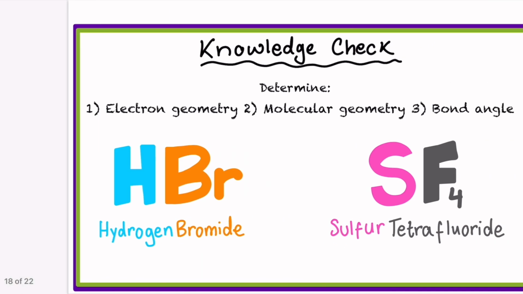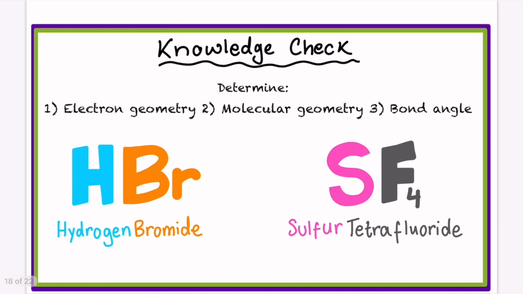You got it! Here is your knowledge check to see if you really did pay attention. Determine the electron geometry, molecular geometry, and corresponding bond angles of hydrogen bromide and sulfur tetrafluoride. Please pause the video and return when you are ready.